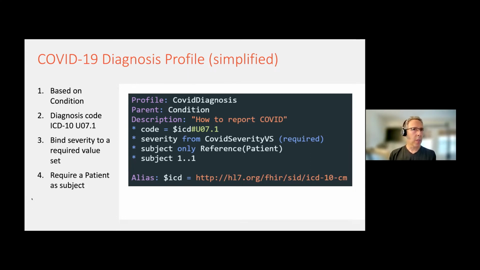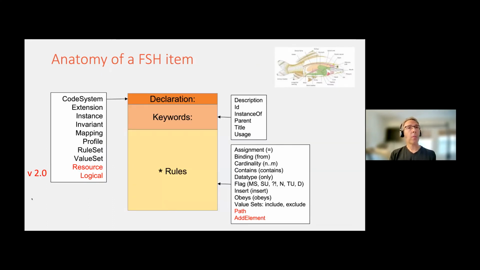You can also do this on the desktop because we have a plugin for VS Code that will highlight the special characters or the special keywords within your FSH. And finally, we are going to take subject and make it required. So 1..1, and you'll recognize this from the way that FHIR presents the cardinality within an IG. So now we've defined a profile.